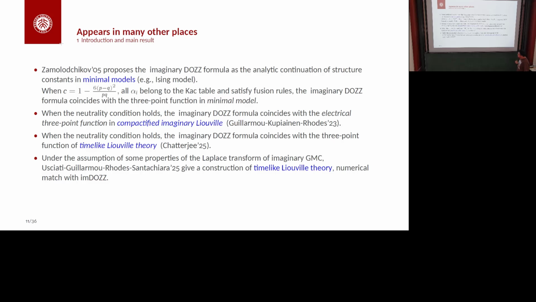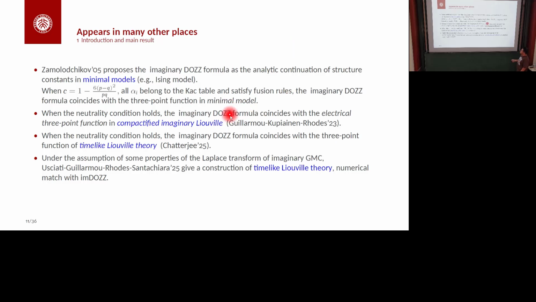Here I will mention that the imaginary DOZZ formula not only appears in our setting, like the statistical loop model or the CLE, but it also appears in many other places. In the original paper by Zamolodchikov, the motivation for inventing this imaginary DOZZ formula was that he wanted to find a generalization for all the diagonal minimal models. For example, for the Ising model, you can compute the 3-point function divided by some 2-point function, and we want to find a generalization of this thing. That is what we call the imaginary DOZZ formula.